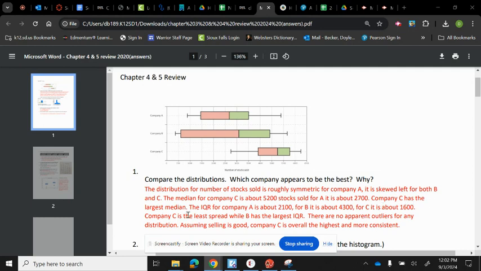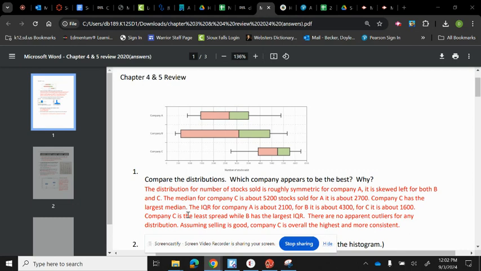Okay, so let's remember, if you're comparing distributions, that's a C in CUS that you got to talk about, but you also have to compare the medians. Okay, so make sure you get comparative language, greater than, lower than something. A statement like this, the median for company C is 5,200, which is the highest. That would get you all the credit because we know which one is the highest.